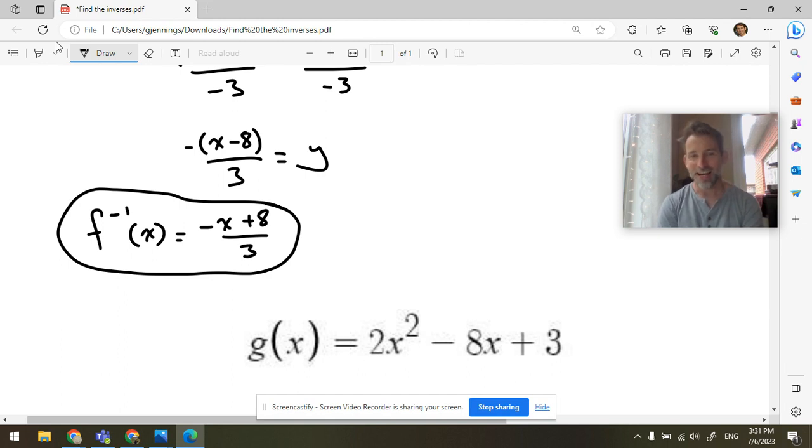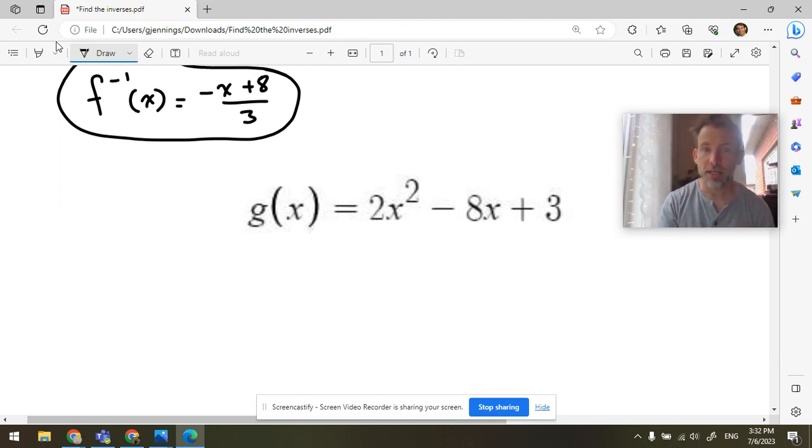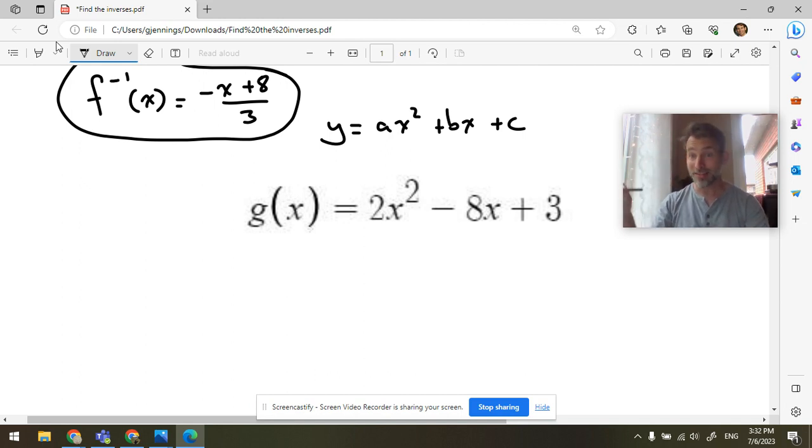Okay. Now, we didn't get a chance to do many challenging quadratic examples together. But if you want to work your algebraic muscles, then this is what you can do. You can create a quadratic. Quadratics, remember, are of the form y or f of x, g of x, whatever, is equal to ax squared plus bx plus c. Put in values for a, b, and c, and then see if you can find the inverse of that function. It's a good algebraic workout.